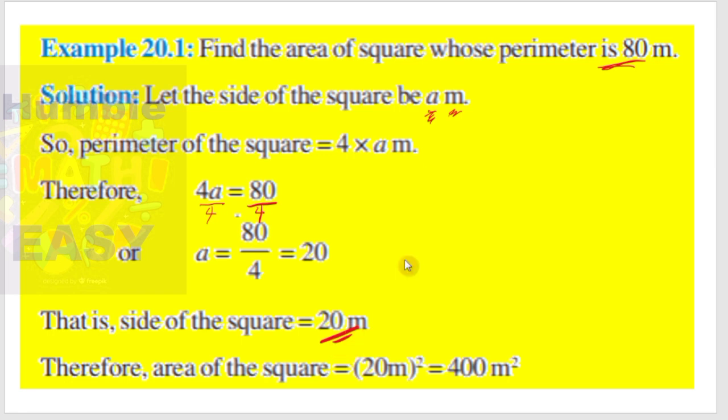Then, as far as the objective is concerned, we are going to find out the area of the square. To get the area of a square, we have a squared, and that is the square of 20 meters, because the side of the square is 20. So the square of 20 is 400. Then we have the measurement 400 square meters.